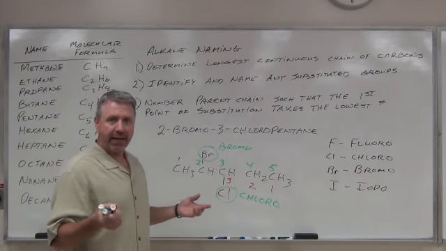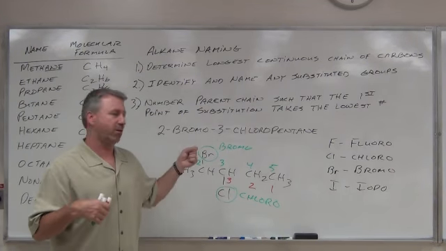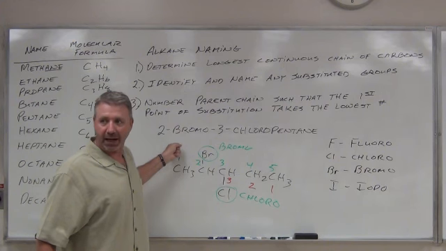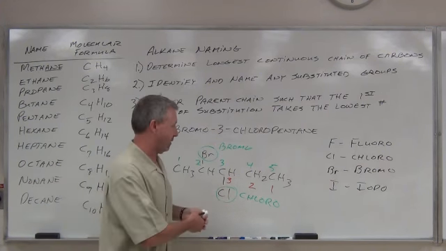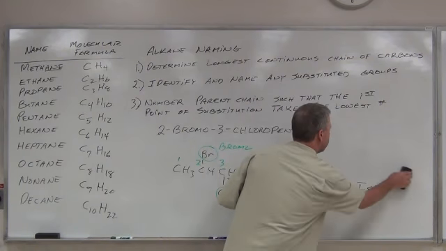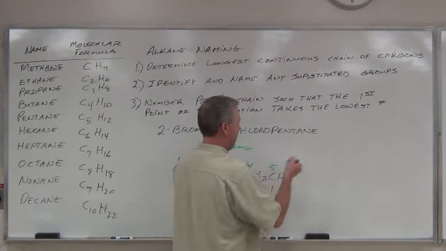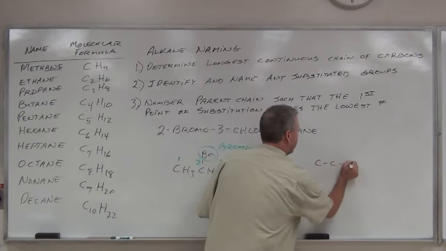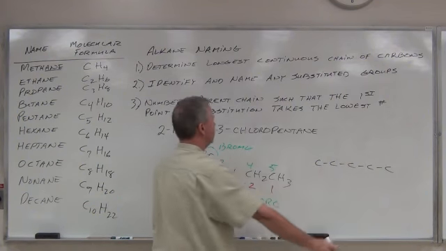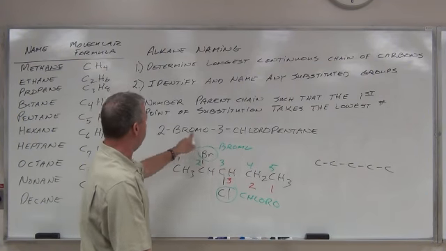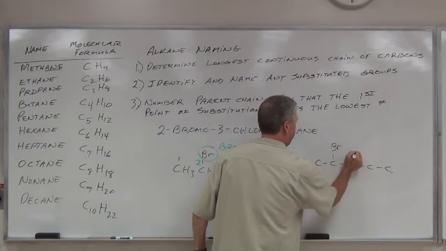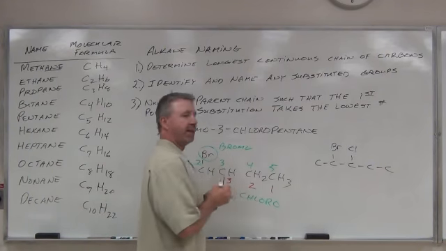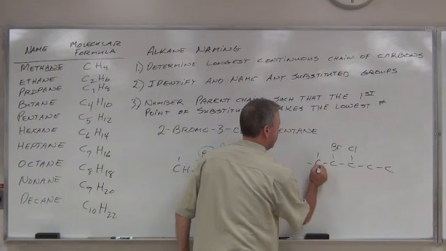Going the other way is much easier when you're given the name in organic. I have a pentane. Watch this, that's how easy it is. I have a pentane: 1, 2, 3, 4, 5. At carbon number 3, I have a chloro. Carbon number 2, I have a bromo. Br, Cl. There it is. Fill in the rest with hydrogens.